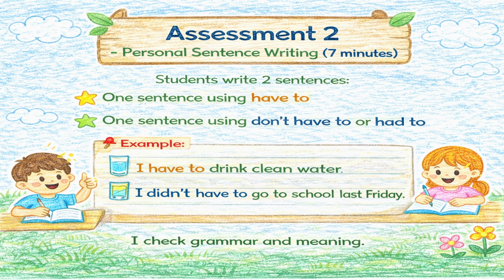Assessment 2. Students write 2 sentences. 1 sentence using have to. 1 sentence using don't have to or had to. Example: I have to drink clean water. I didn't have to go to school last Friday. I check grammar and meaning.